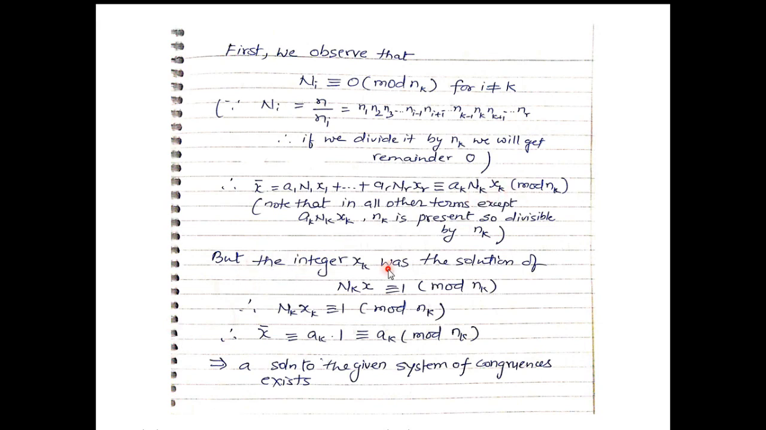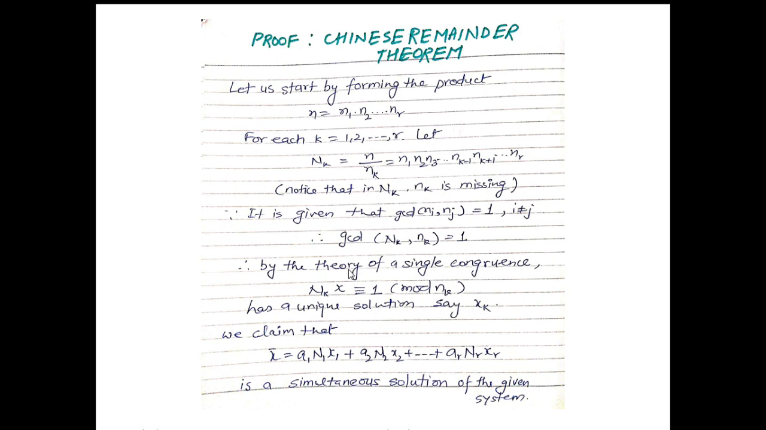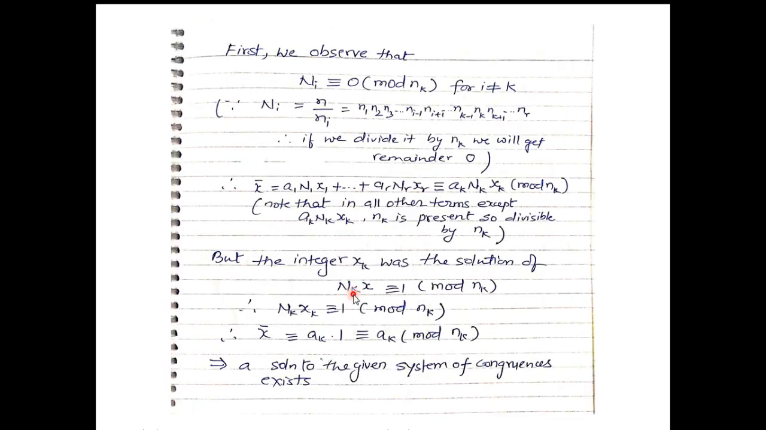Now, the integer xk was the solution of Nk x congruent to 1 modulo nk, because here we stated that this has a unique solution and we suppose that the unique solution is represented by xk. So what is the solution? Solution means it should satisfy this congruence. So that means Nk into xk is congruent to 1 modulo nk. Therefore, x bar is congruent to ak into 1, which is congruent to ak mod nk. And therefore, a solution to the given system of congruence exists.